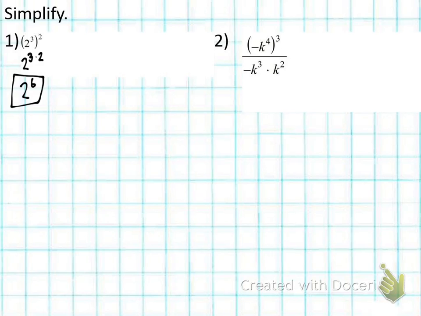2 to the 6 is like saying 2 times 2 is 4, times 2 is 8, times 2 again is 16, times 2 is 32, and then times 2 is 64. So we know this answer is also 64. But 2 to the 6th is also a valid answer, okay?